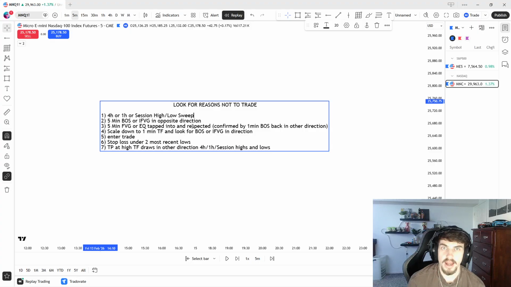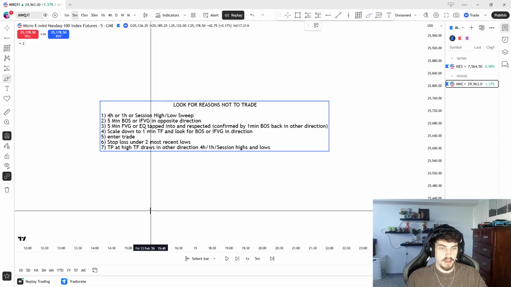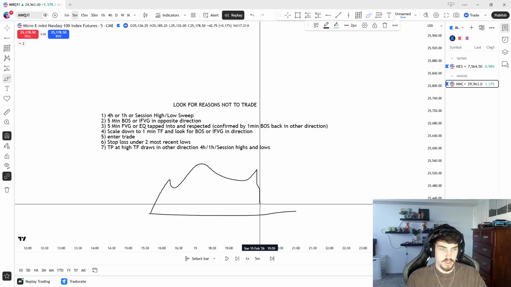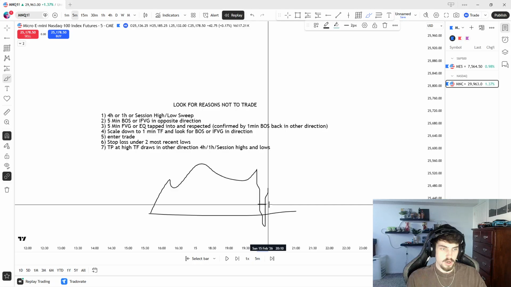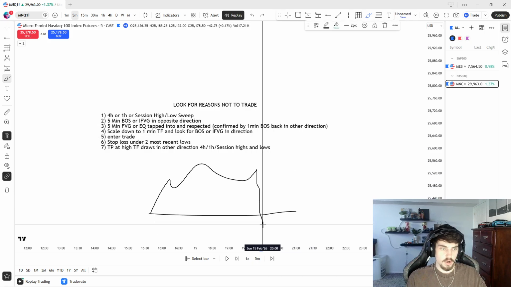And then after that, I'm looking for a break of structure or an inverse fair value gap. Remember how we talked about those. If you don't know what I'm talking about on these charts, you need to go back and watch the other videos. But it's a 5 minute break of structure or inverse fair value gap in the opposite direction of the liquidity sweep. So if we have a draw right here, and then we come down and sweep out this 1 hour, 4 hour, or session high and low, I'm looking for a 5 minute break of structure to the upside or an inverse fair value gap to get inversed. So I would be looking for either of those things to start us off.